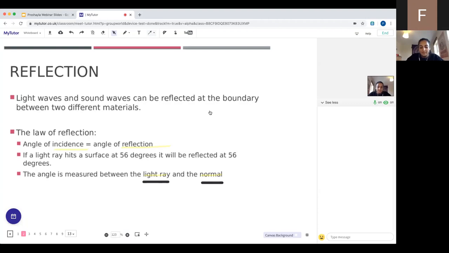Cool, and just a couple more before we move on. Can air and glass both be replaced with water? I'm not too sure what they mean by that question. Could you clarify in the chat what you mean by air and glass being replaced by water? Oh, for the wavefront diagram. Okay.